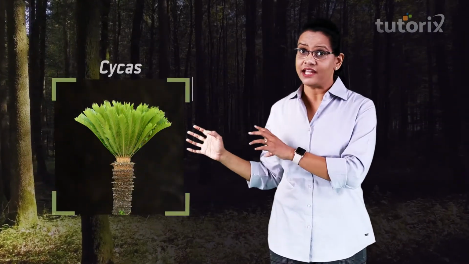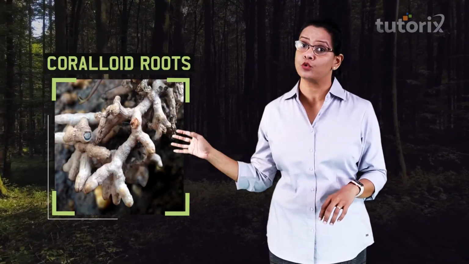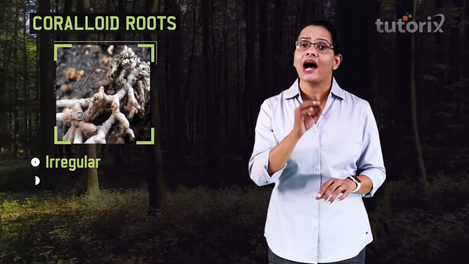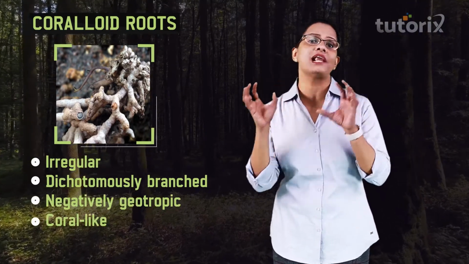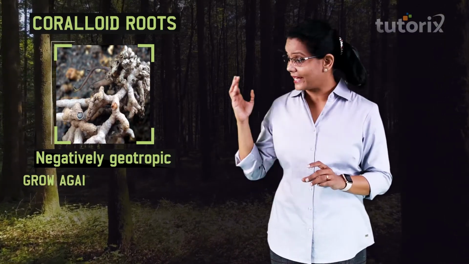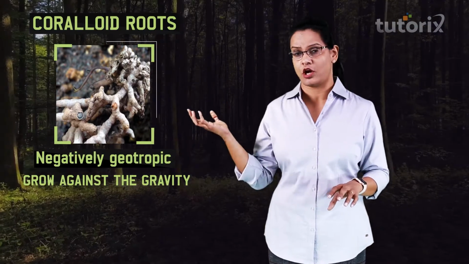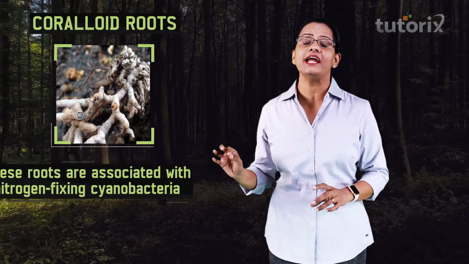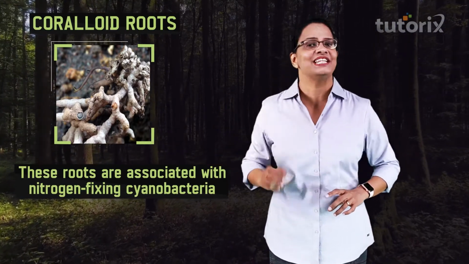And in case of Cycas, specialized roots are present which are called coralloid roots. Now guys, coralloid roots are irregular, dichotomously branched, negatively geotropic coral-like roots. Negatively geotropic means that they grow against gravity, that is, not under the soil but over the soil. And also friends, these coralloid roots present in Cycas have nitrogen-fixing cyanobacteria inside them.